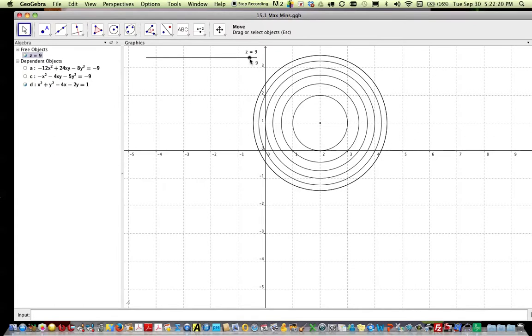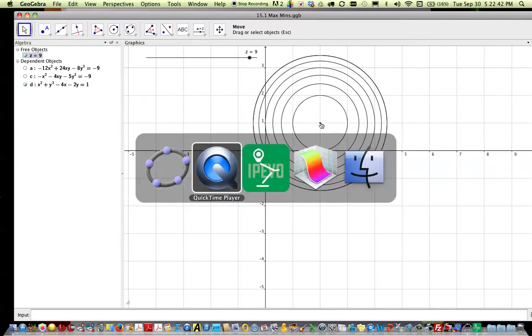If you think about what the gradients would look like on this thing, they're going to be perpendicular to these circles, so they're going to radiate out away from this point, and they're all going to be pointing outward. That's another thing that your homework asks you to do: sketch some of the gradients, and the gradients are just going to be radiating outward away from this point. So that was one of the problems that we had in class.